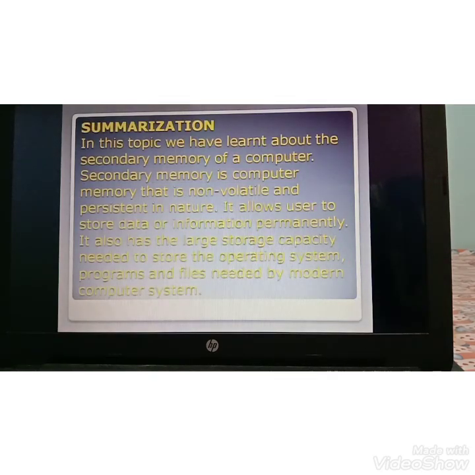Before we wind up today's session, let's summarize what we have discussed. In this topic, we have learned about the secondary memory of a computer. Secondary memory is computer memory that is non-volatile and persistent in nature. It allows the user to store data or information permanently. It also has the large storage capacity needed to store the operating system, programs and files needed by a modern computer system.